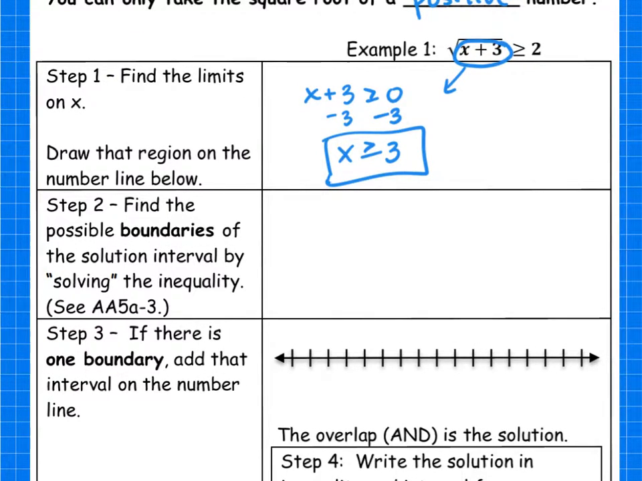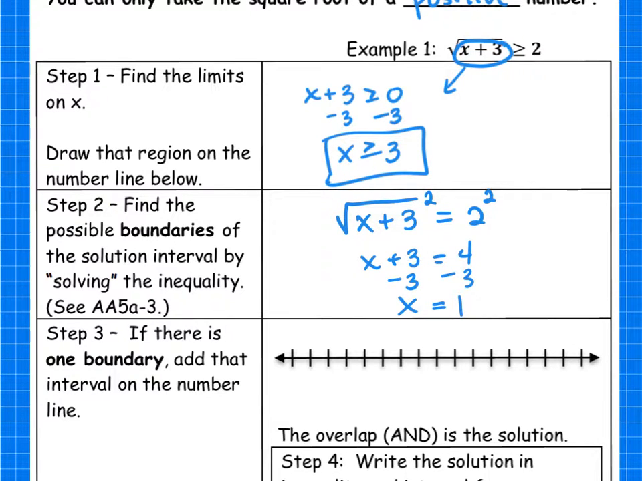For my possible boundaries, I need to solve the inequality. So I have x plus 3, and I'm going to go ahead and just say equals 2. Square both sides, x plus 3 equals 4, minus 3. So x equals 1. So these are my two boundaries.